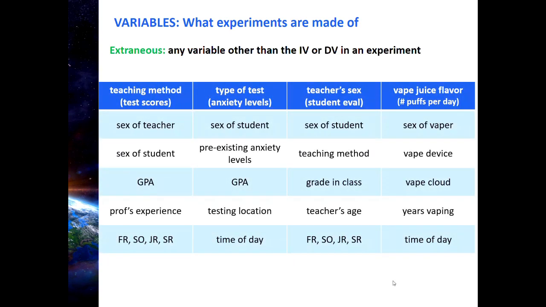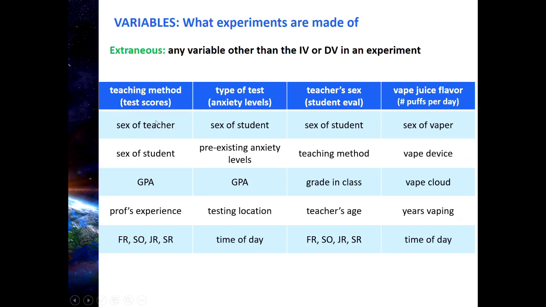So here are a bunch of possibilities for extraneous variables. Let's look at this first one. Look at this column. Teaching method was our independent variable. Test scores was our dependent variable. So anything that you put here, it cannot be teaching method because that's taken. It can't be test scores because that's taken. So it has to be some other variable.